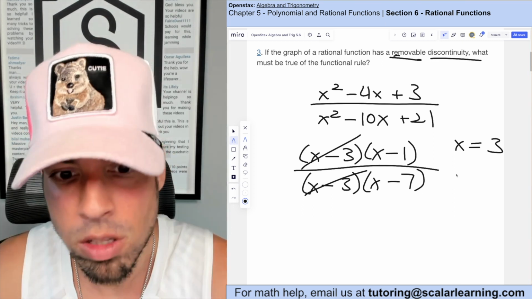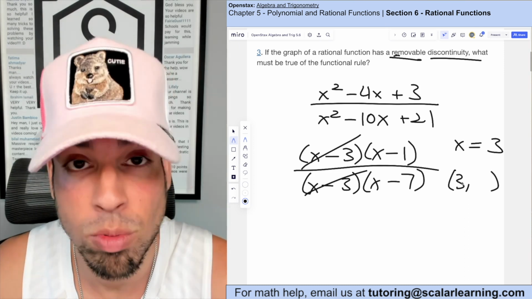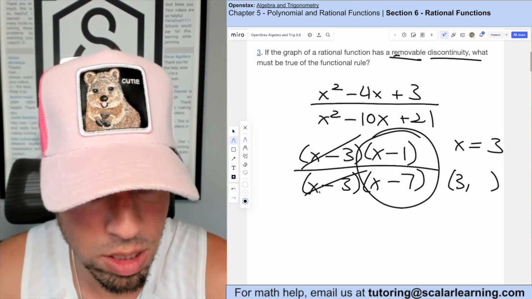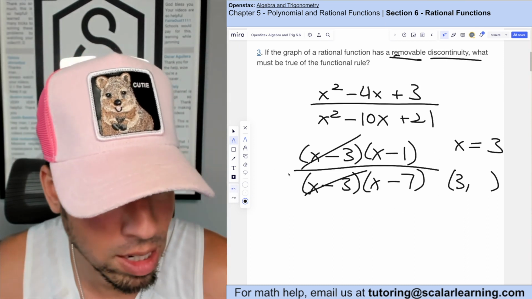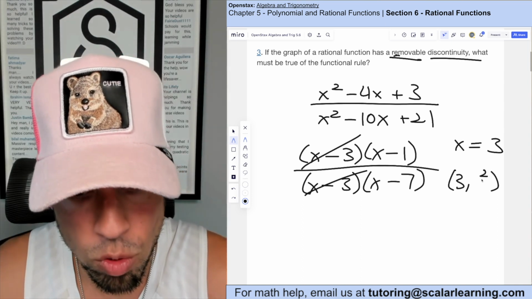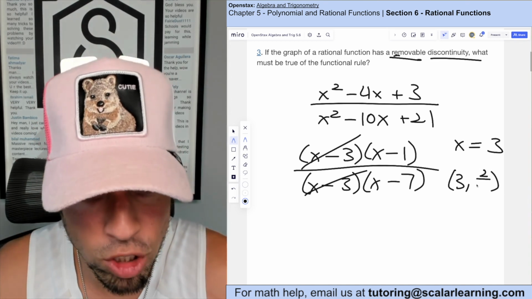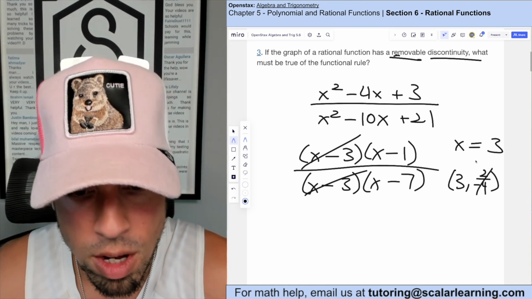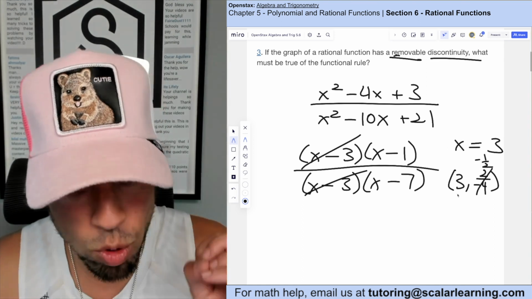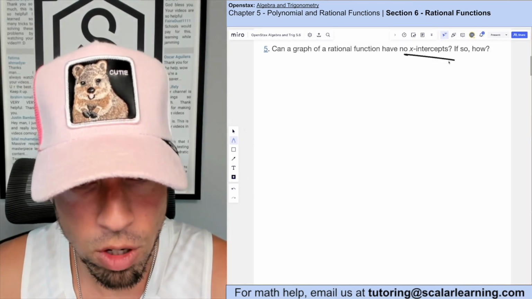Now, the position of the hole is found by taking this 3 value and plugging it into the simplified version. So after we cancel out the factors, it'd be 3 minus 1, which is 2, over 3 minus 7 on the bottom, which is negative 4, which simplifies to negative 1/2. So the actual hole will be right at the point (3, negative 1/2). So there you go.